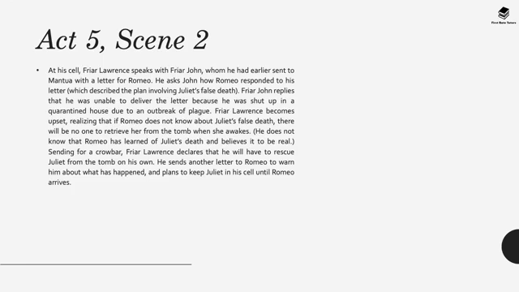Friar Laurence becomes upset, realizing that if Romeo does not know about Juliet's false death, there will be no one to retrieve her from the tomb when she awakes. He doesn't know that Romeo has learnt of Juliet's death and believes it to be real. Sending for a crowbar, Friar Laurence declares that he will have to rescue Juliet from the tomb on his own. He sends another letter to Romeo to warn him about what's happened and plans to keep Juliet in his cell until Romeo arrives.